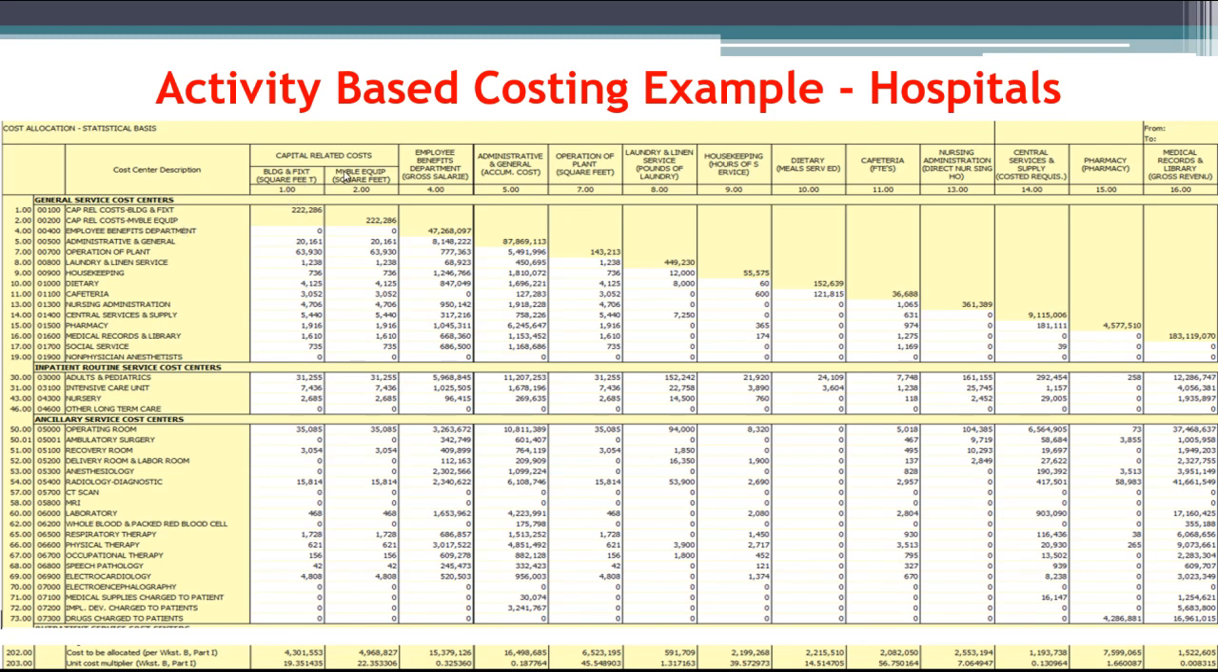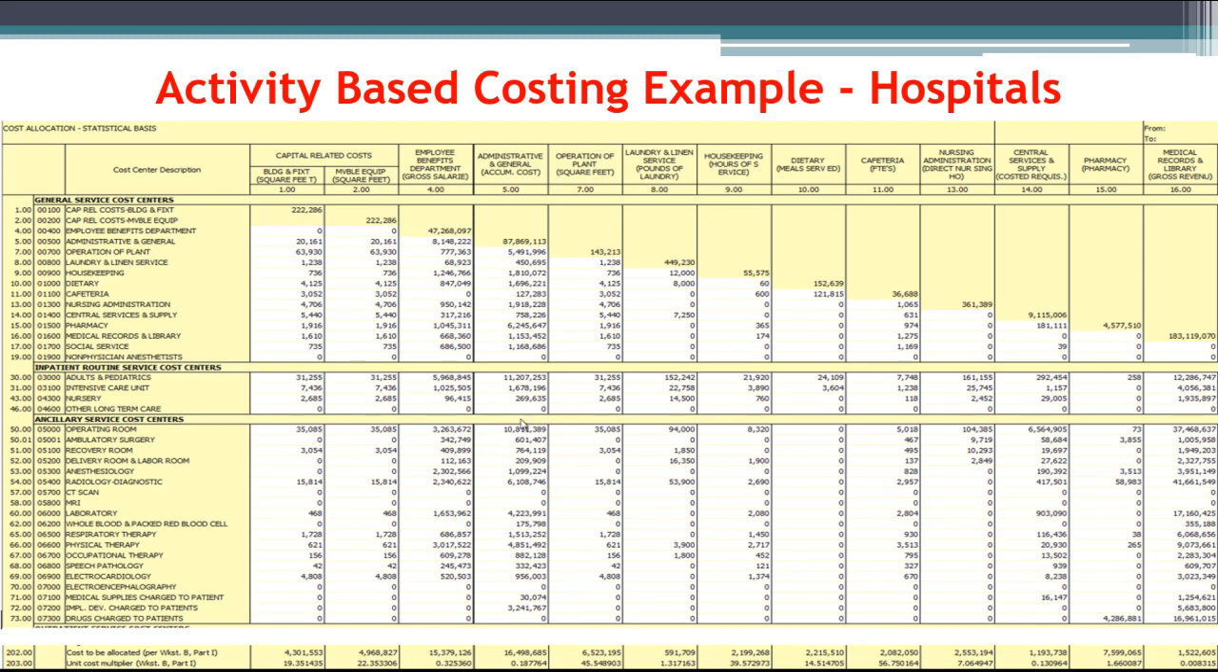For capital related, it makes sense that maybe the more square feet that a particular department uses, maybe it should get more of the capital cost. So that becomes the cost driver. For employee benefits, we take a look at the gross salaries of each individual department. If one department has 50% of all the salaries, they're going to get 50% of the employee benefits cost as well. I'm going to skip A and G.